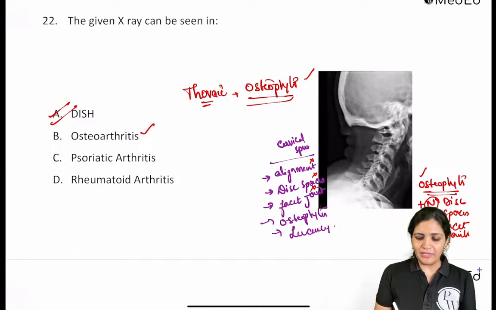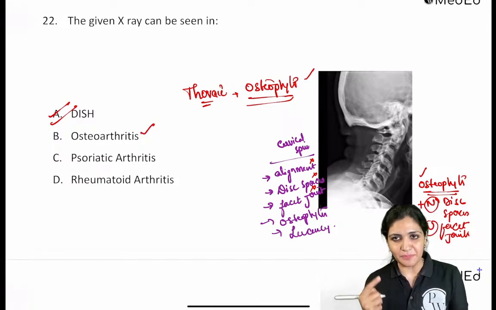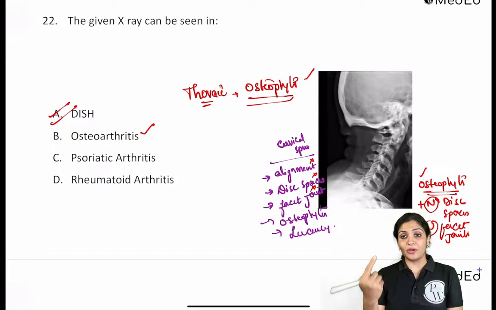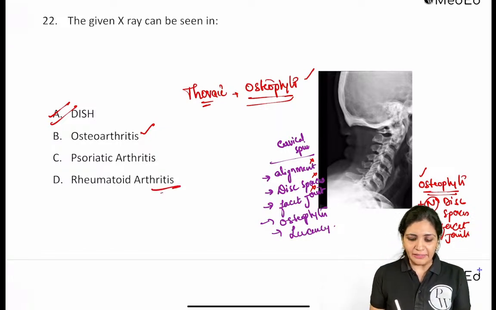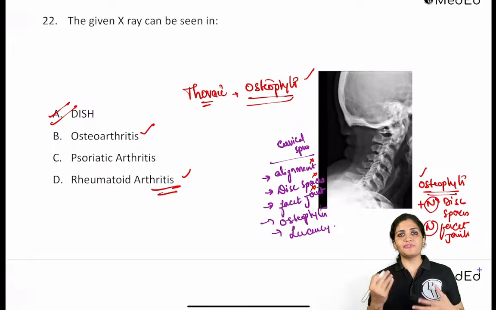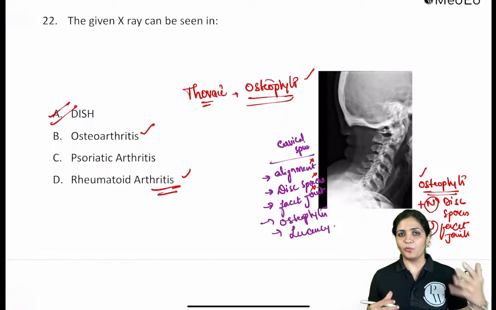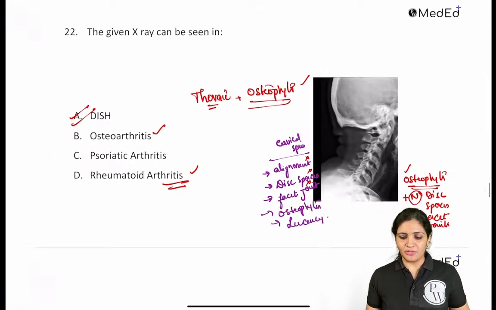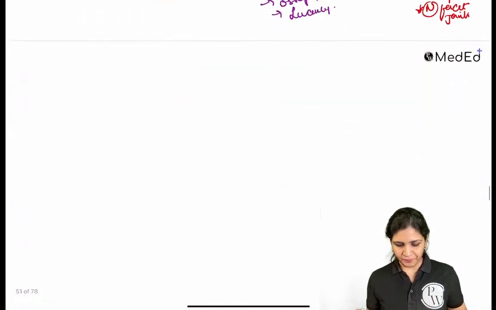So this is peculiar of DISH. Whenever you say it is osteoarthritis, you have to see there is some amount of disc space narrowing present, or some amount of facet joint involvement. Similarly, in rheumatoid arthritis, you will see some amount of deformity in the spine and some involvement of these facet joints, right? So this example is of DISH.